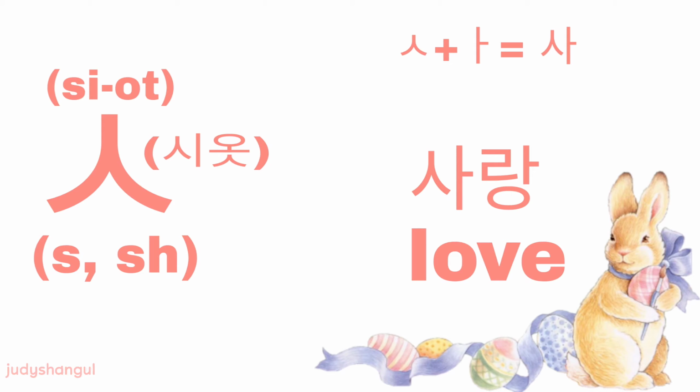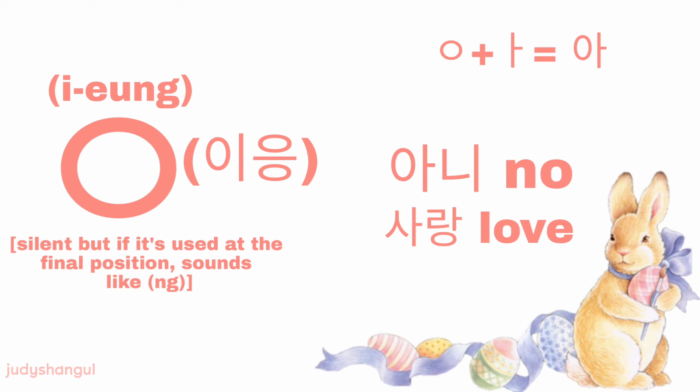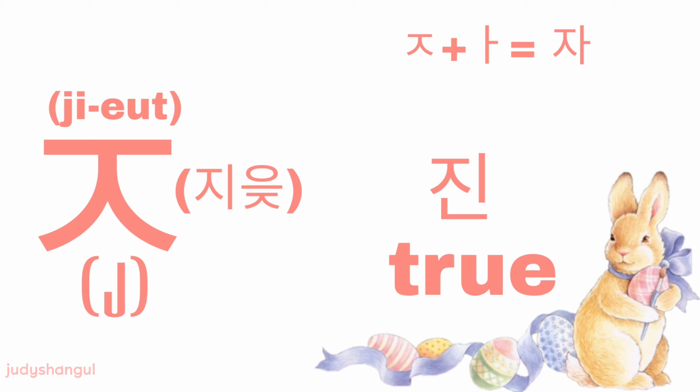시옷. 시옷 is pronounced like an S or SH sound. 시옷 plus a, 사. 사랑, love. 이응. 이응 is silent, but if it's used at the final position, it sounds like ng. 이응 plus 아, 아. 아니, no. 사랑, love. 지읒 sounds like J in English. 지읒 plus 아, 자.